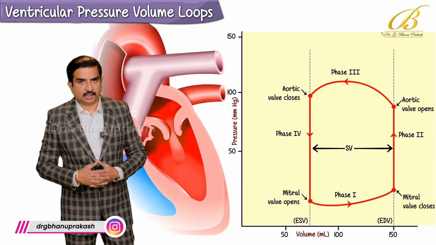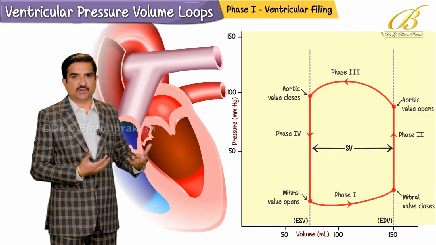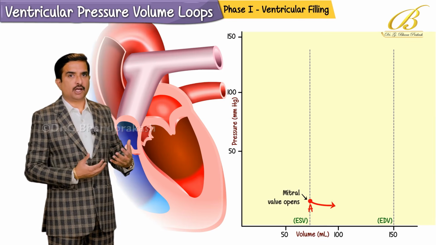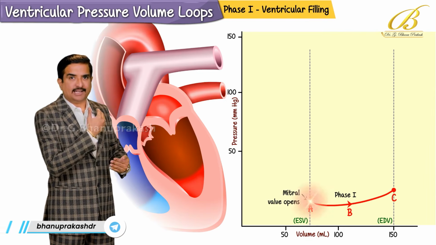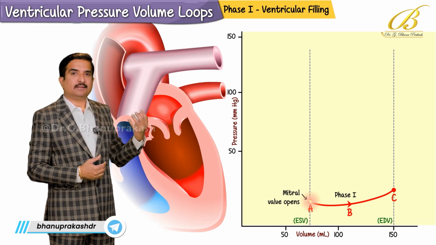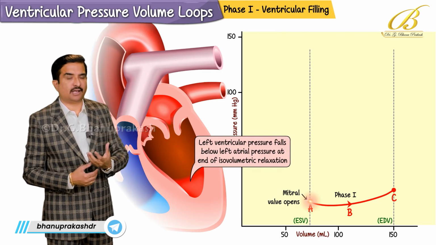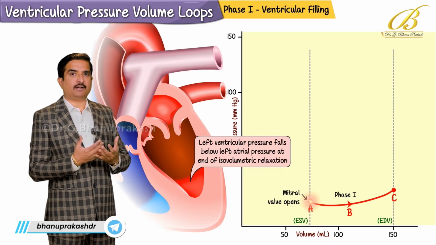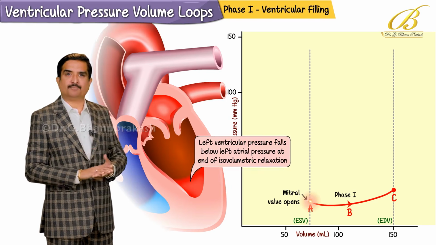According to this diagram, we can see a loop. We take phase 1, which is the ventricular filling phase, which represents point A to B to C. The loop begins at point A when the mitral valve opens. This happens after ventricular pressure falls below the left atrial pressure at the end of isovolumetric relaxation. At this stage, the ventricle is in diastole and the blood flows in from the left atrium.